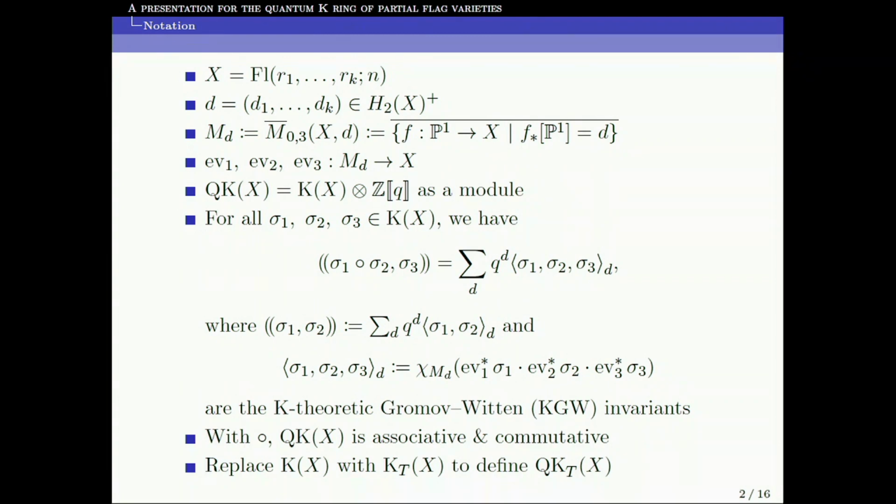So with this deformed product, we get an associative and commutative ring, which deforms the usual K ring. And in this process, we introduce the Novikov variables Q here, to keep track of the degree of our curves. So this Q is short for the sequence of parameters Q1 through QK.